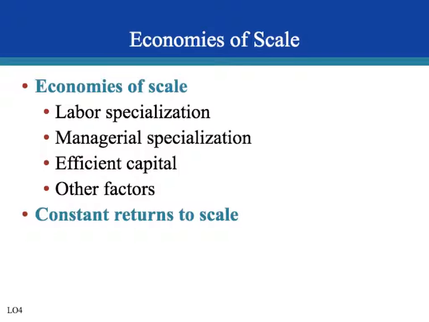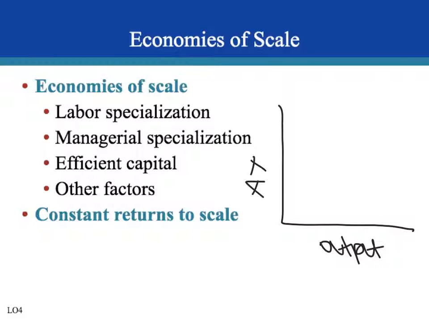Okay, so when we're looking at, again, the long run average total cost curve, this is output. This is average total cost. All right, so the first part of the curve where average total cost is declining with output is what we call economies of scale. And economies of scale is when average total costs decline with increasing output.